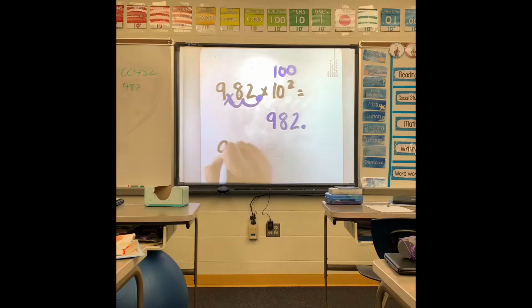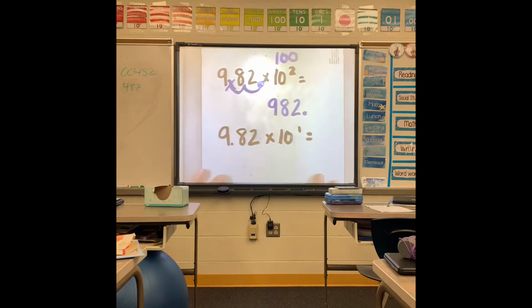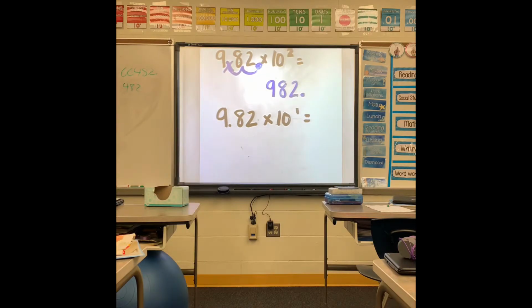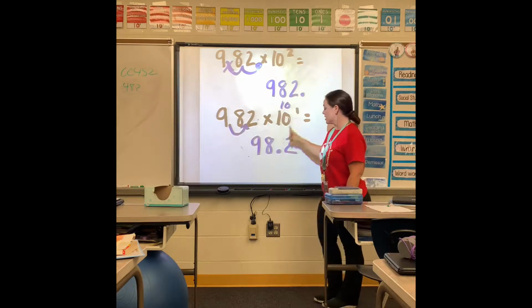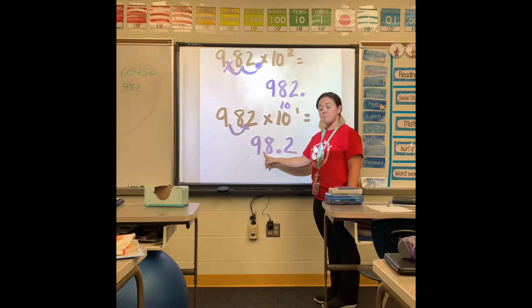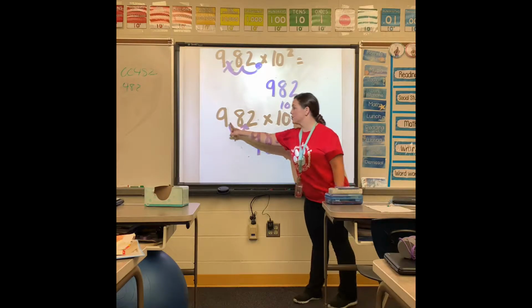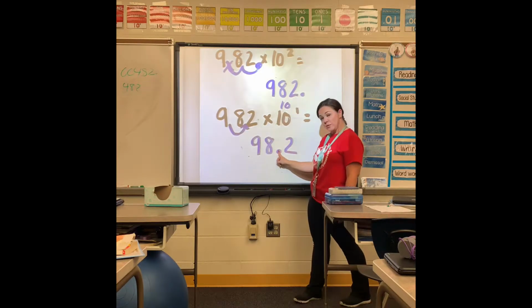I'm going to stay with the same number. Now it's times 10 to the first. Well, because that's an exponent of 1, that's the same thing as saying 10. You're only moving it 1 time. So now your answer is 98.2. Now I always tell the students, double check. So because my exponent was 1, I'm going to go back 1. Yep, that's correct, because my decimal is in between my 9 and my 8. I moved it 1 time.